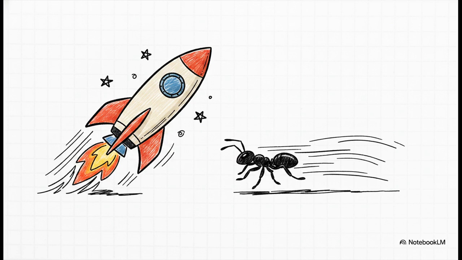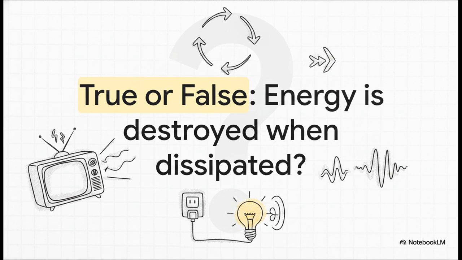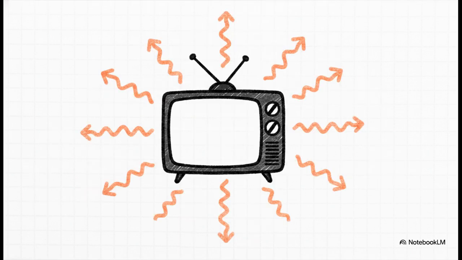Moving to question 2, true or false? Energy is destroyed when it is dissipated from a household electrical appliance, kind of like our TV set example from earlier. That is false. Remember our bank account analogy? The principle of conservation of energy guarantees that this energy cannot be destroyed. It's simply moved to the internal store of the surroundings by heating. That's exactly why we call it dissipated energy rather than destroyed energy.